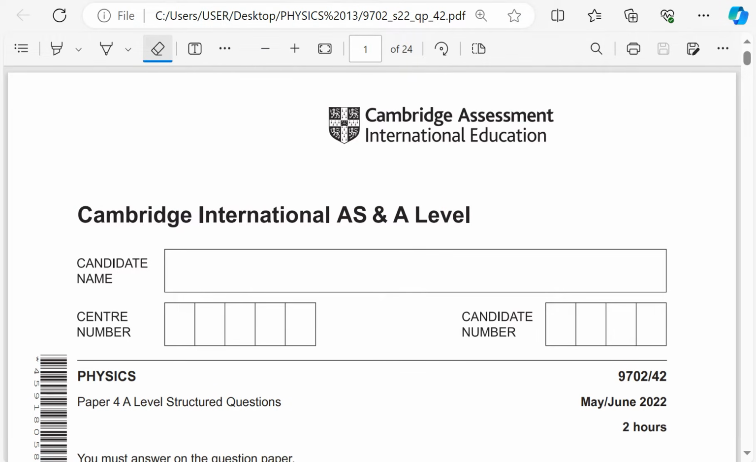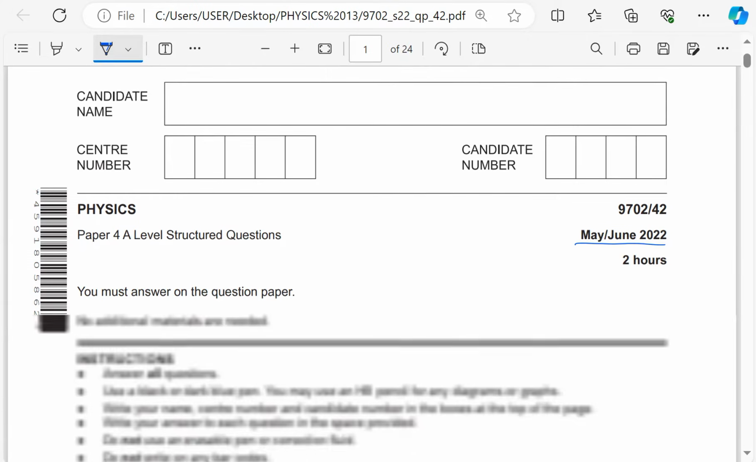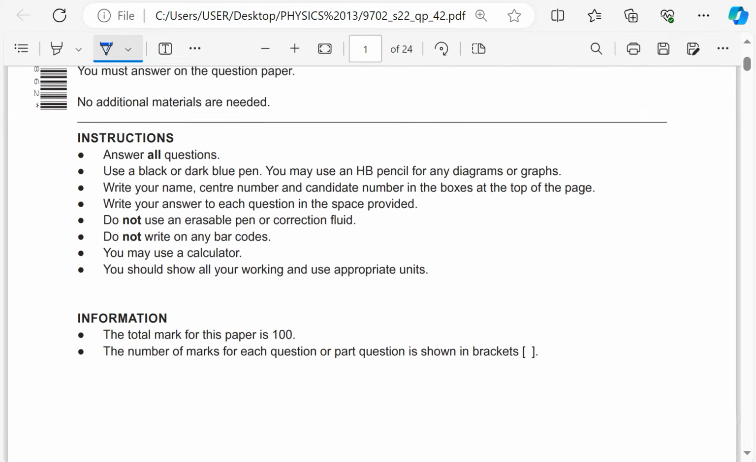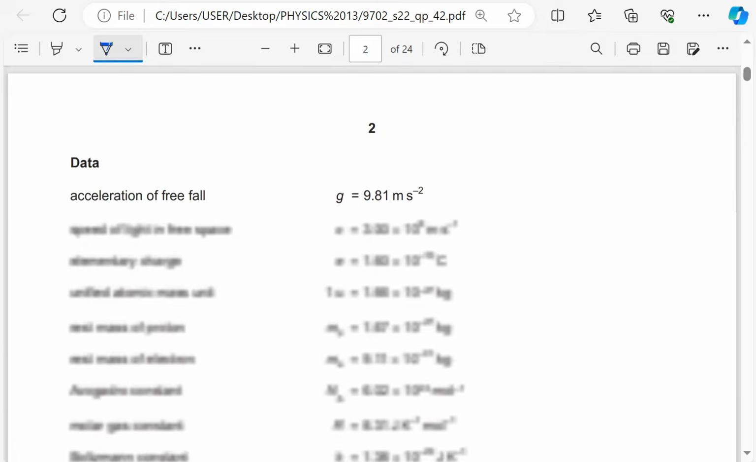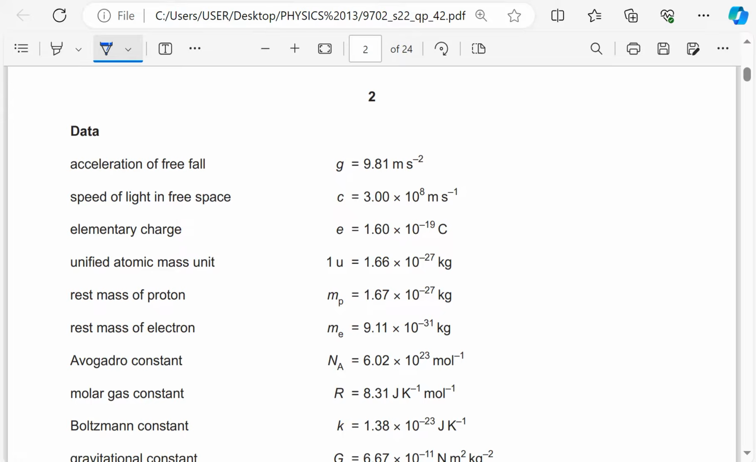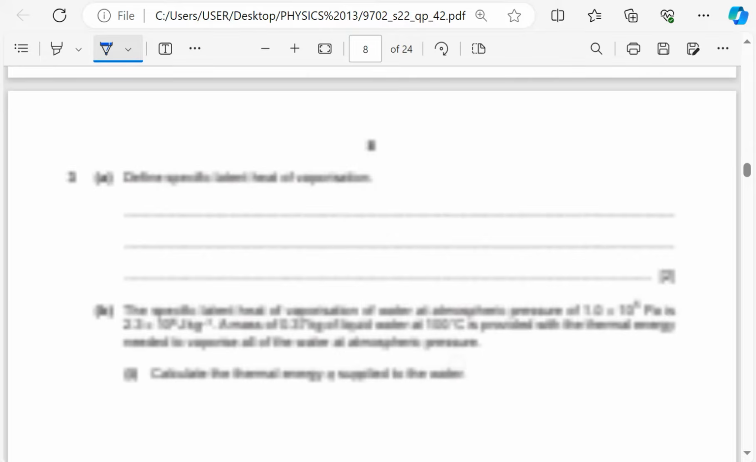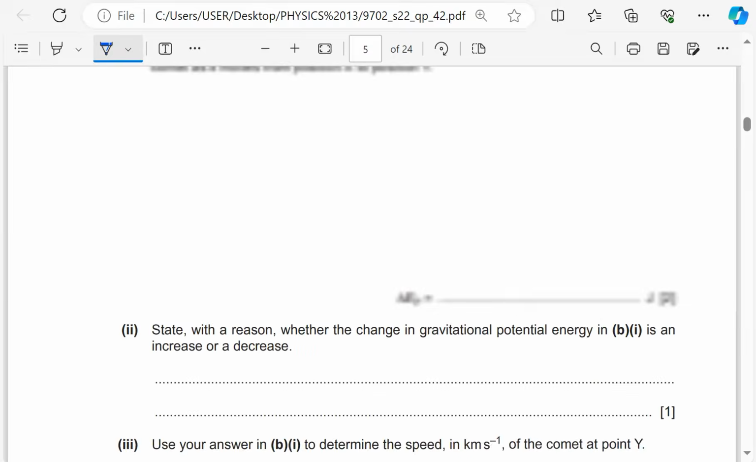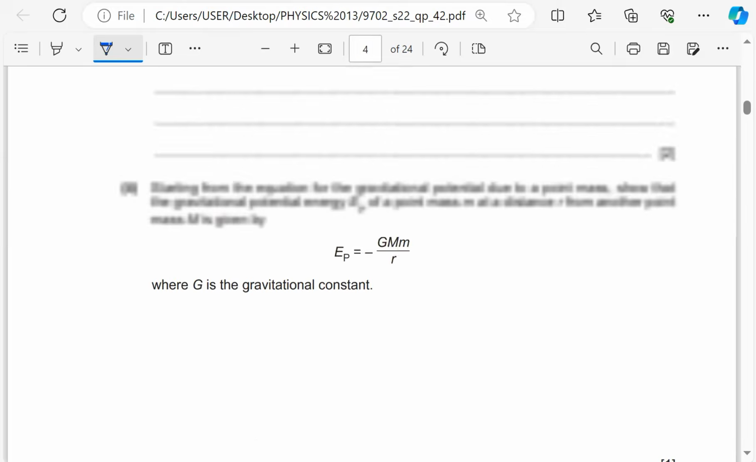So this is May, June 2022. The paper is supposed to be 2 hours. I'll try my level best to keep time. So you can read through the instructions, you can go through the data given, and read through the formula which is given in this question paper. Me, I will just go straight to the question.